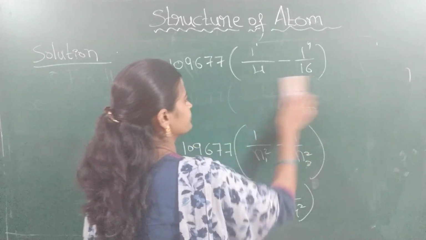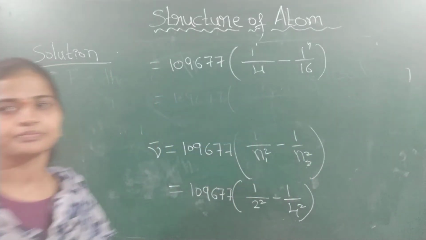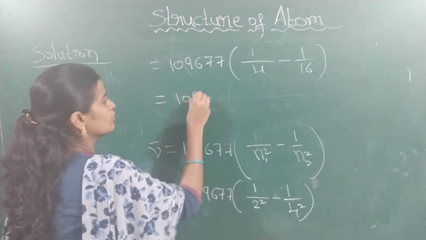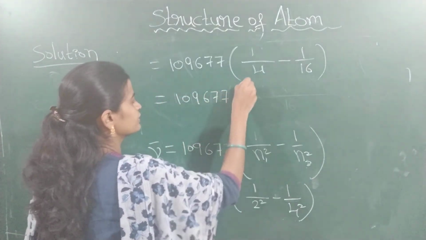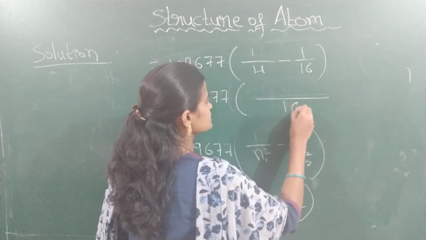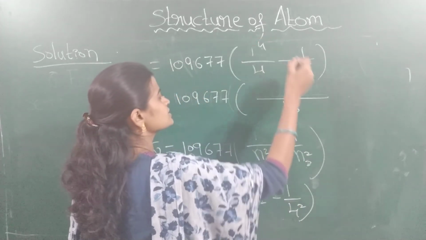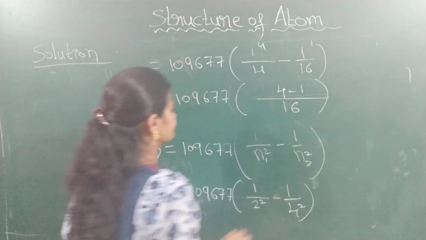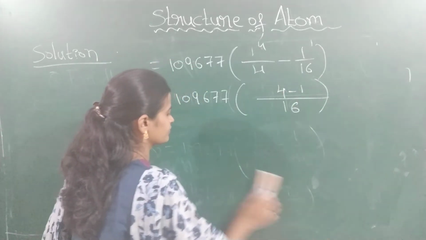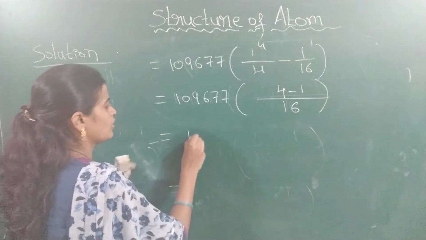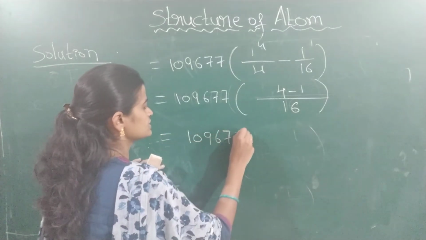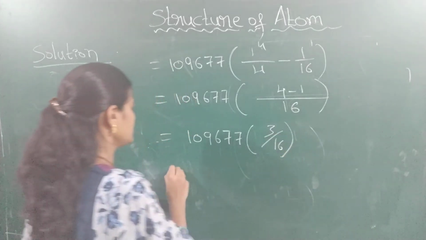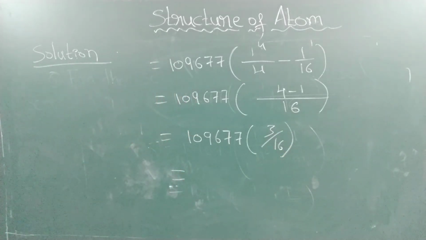Wait, let me solve this and write the answer. This goes 109,677. Here we will take 16 as the common denominator. 4 fours are 16 and 16 ones are 16. Therefore 4 minus 1, so 109,677 times 3 divided by 16. You can calculate and tell me the answer.